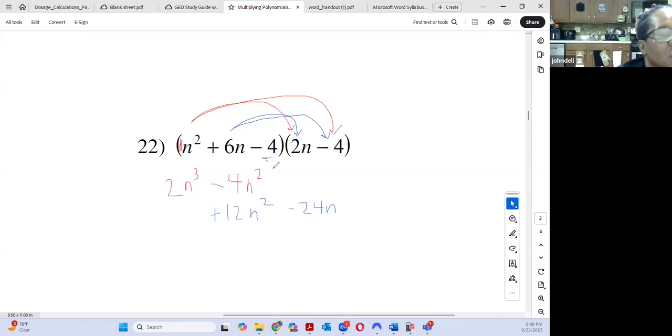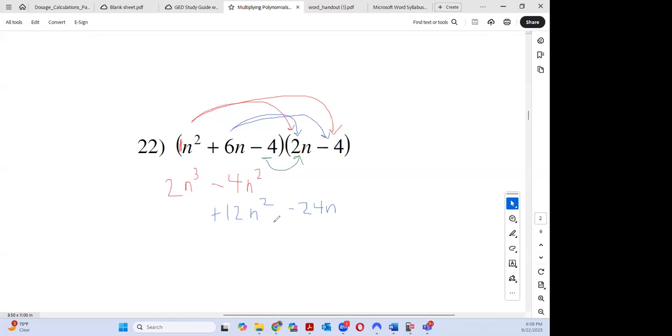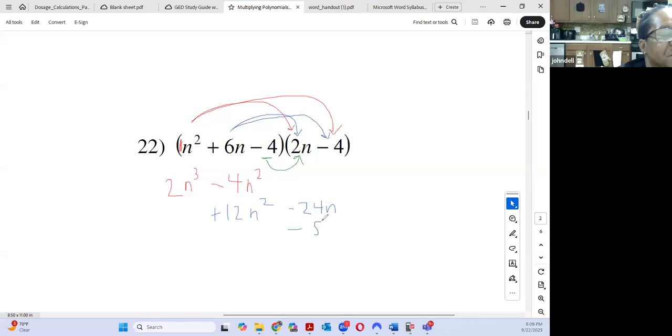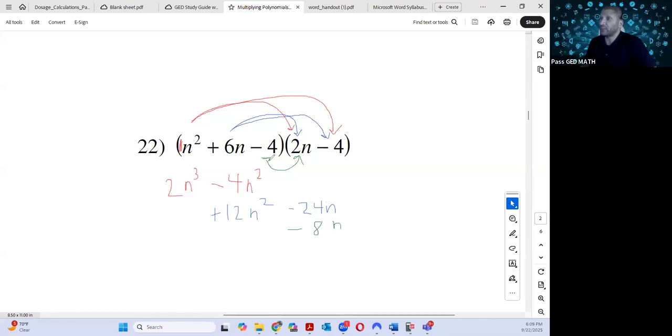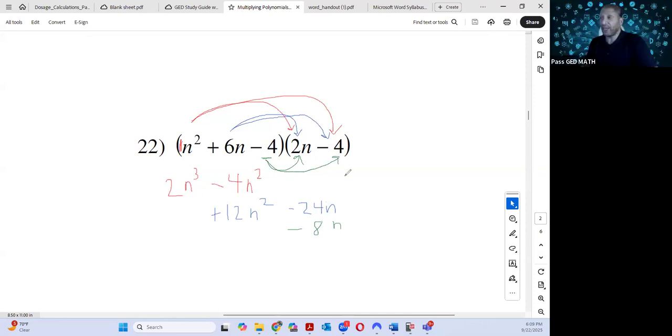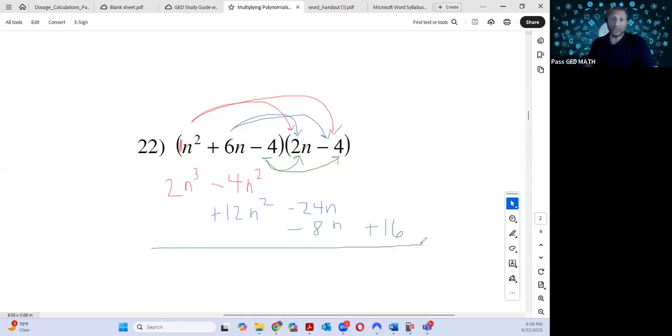-4 times what? 2n. What's -4 times 2n? -8n. And then what's the last step? -4 times -4. When you multiply two negatives, it makes it what? Positive. Positive 16. If you notice, I changed colors and lined them up so you can see everything you need to do.